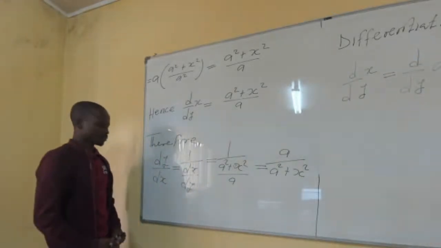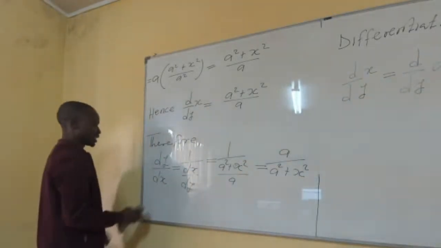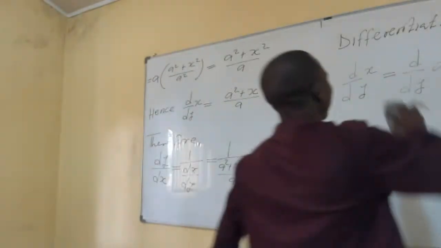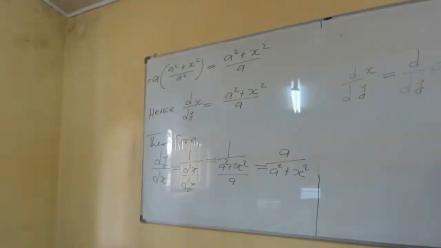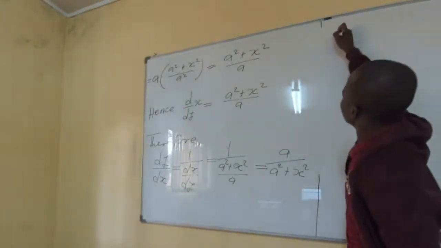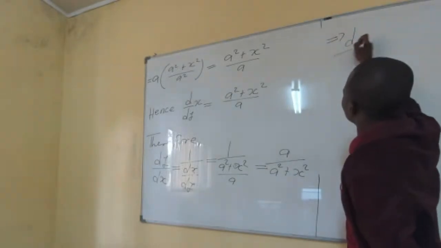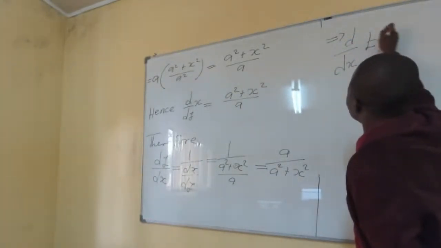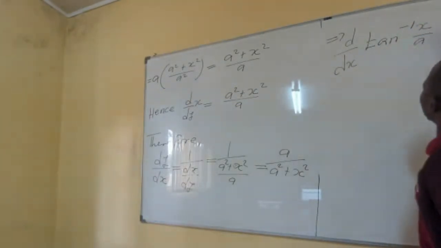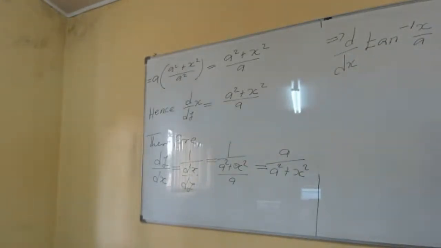So generally, I was supposed to write here dy dx. So what we are trying to say is that the derivative with respect to x of the tan inverse of x over a is just equal to a divided by a squared plus x squared.